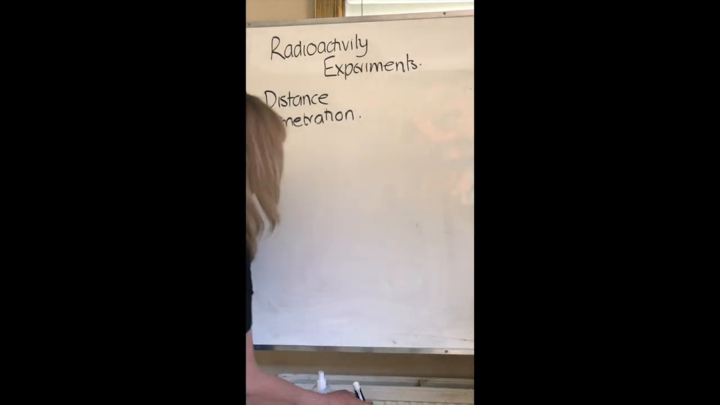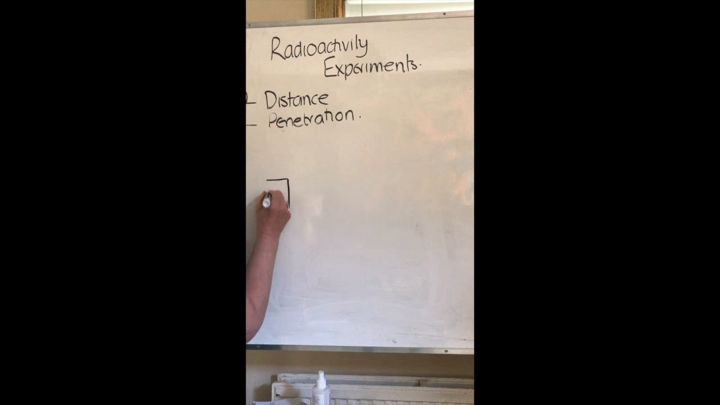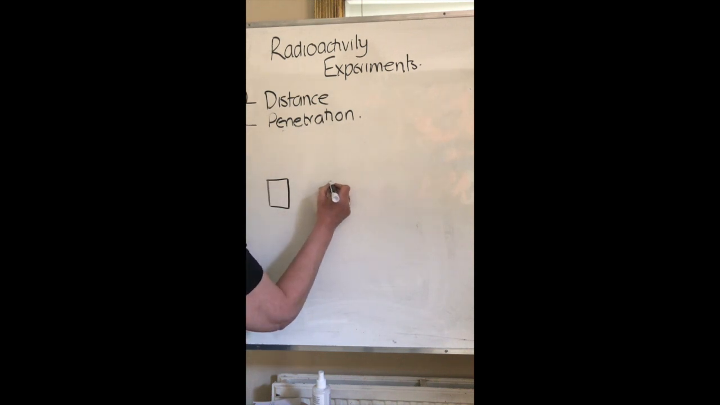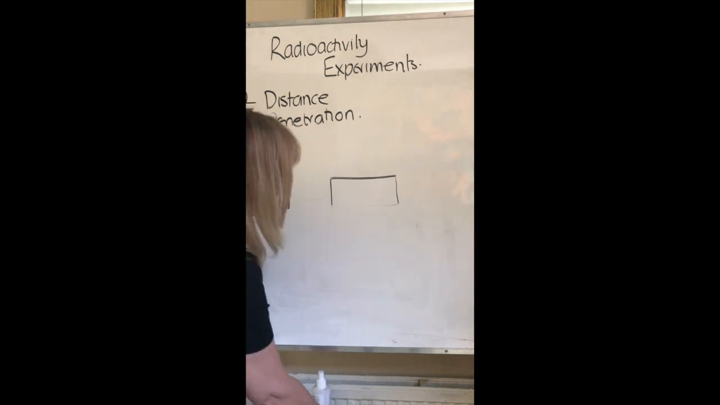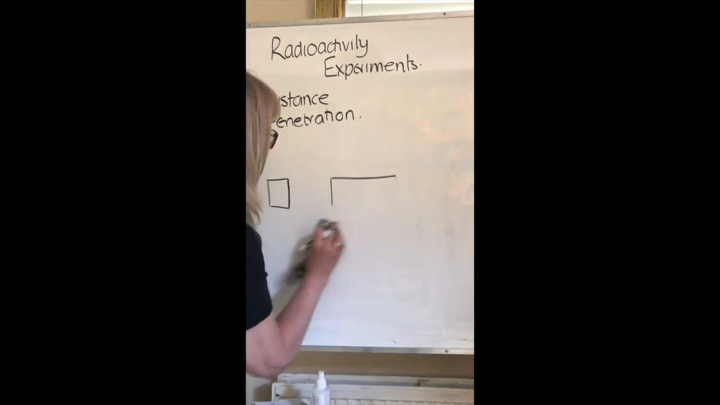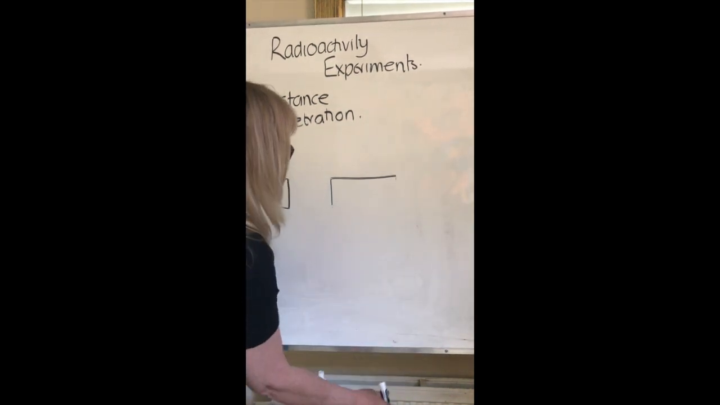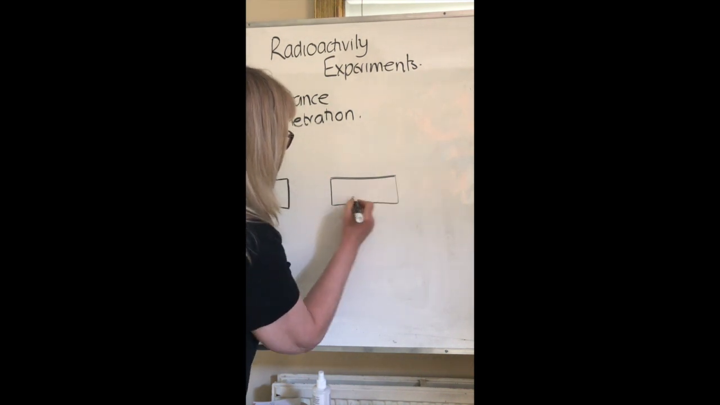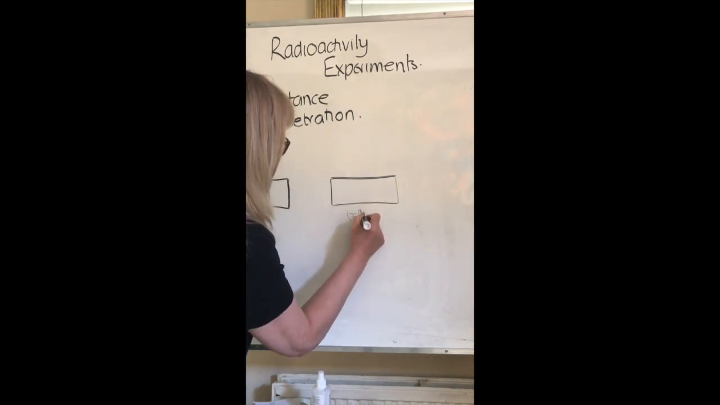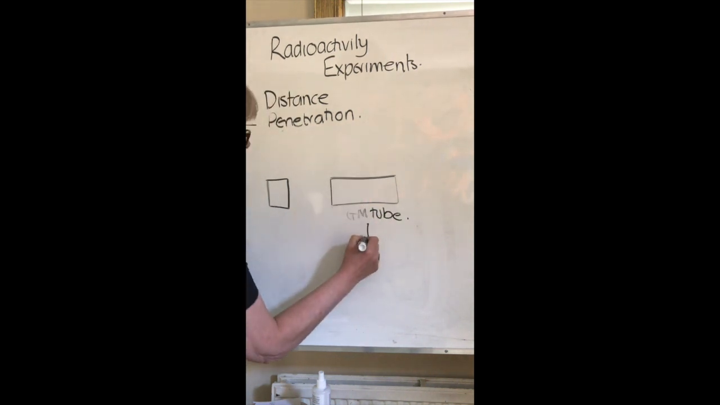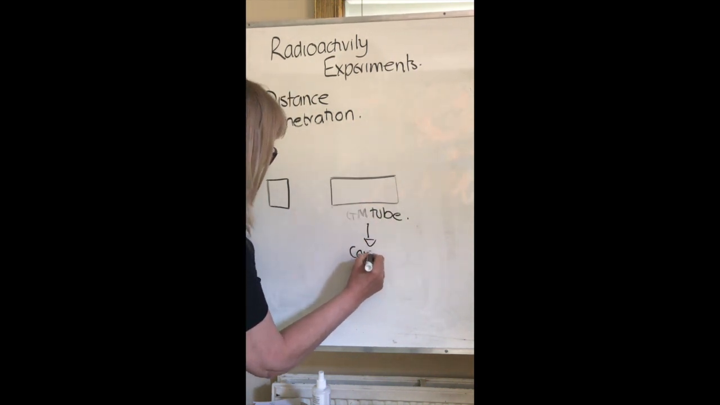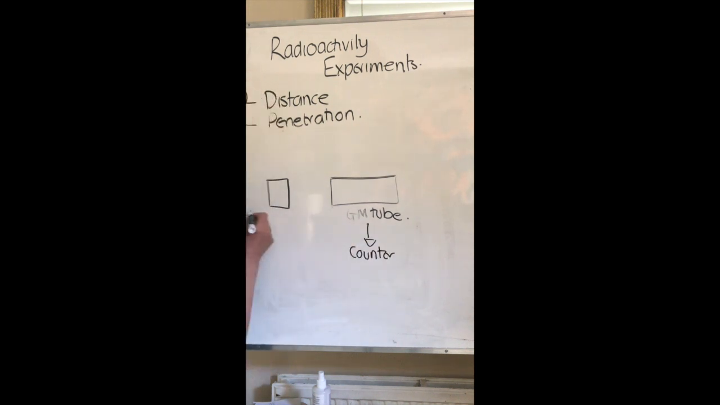You need a source obviously, and you need a Geiger-Müller tube with a counter. So I'm going to just label it GM tube. This time I'm not going to write out Geiger-Müller again. So there's our GM tube, and that's going to be attached to a counter. Here is our source.